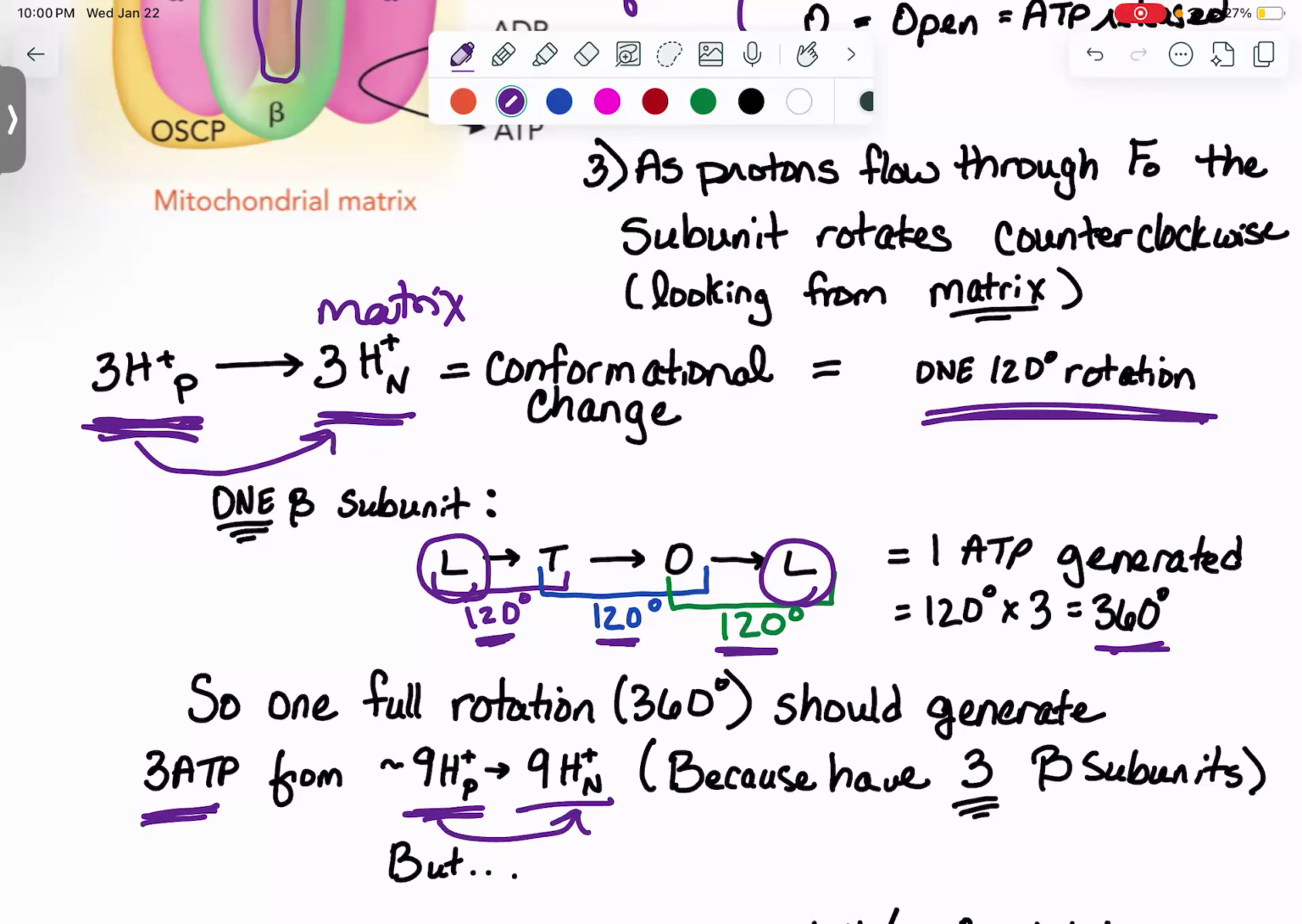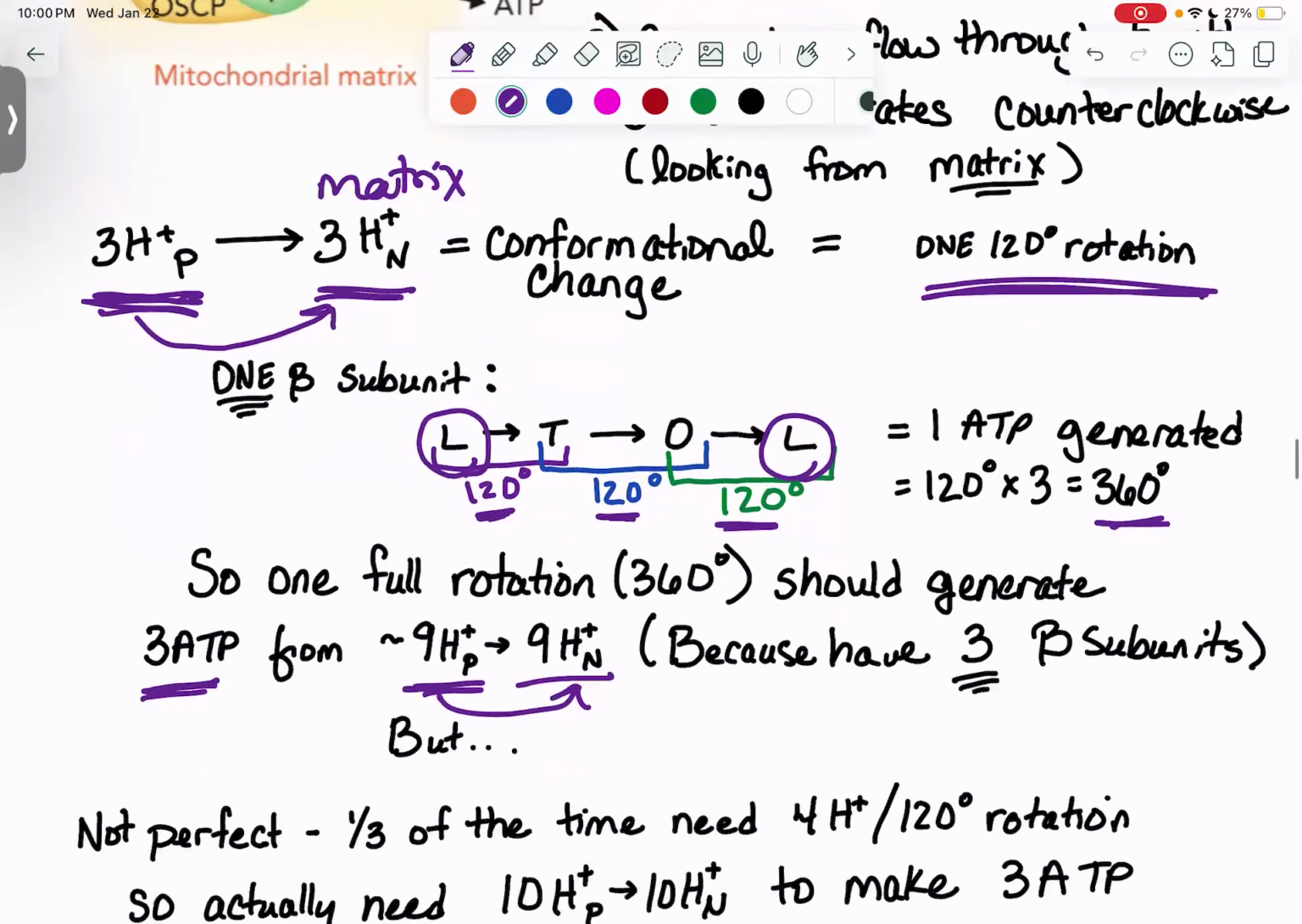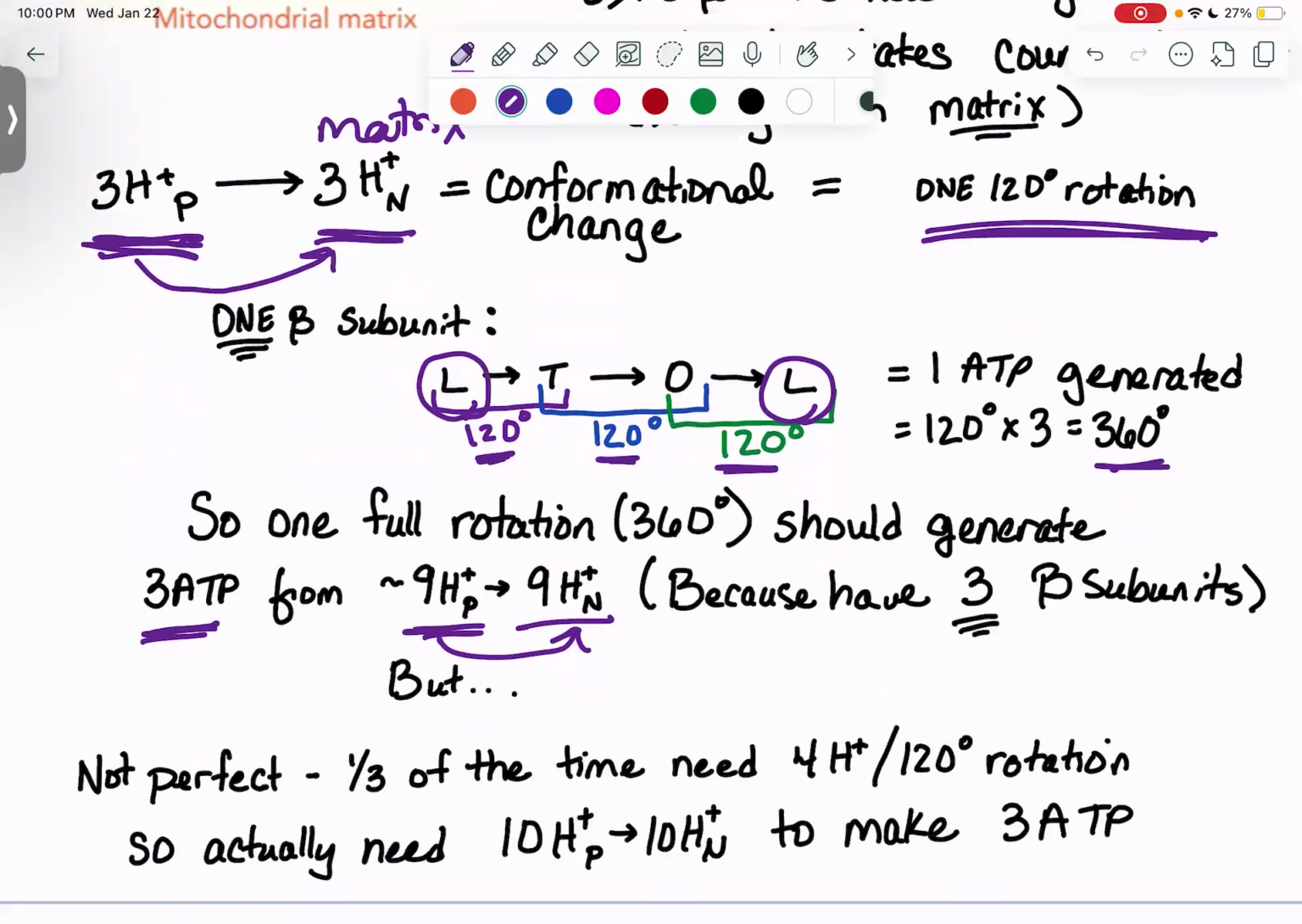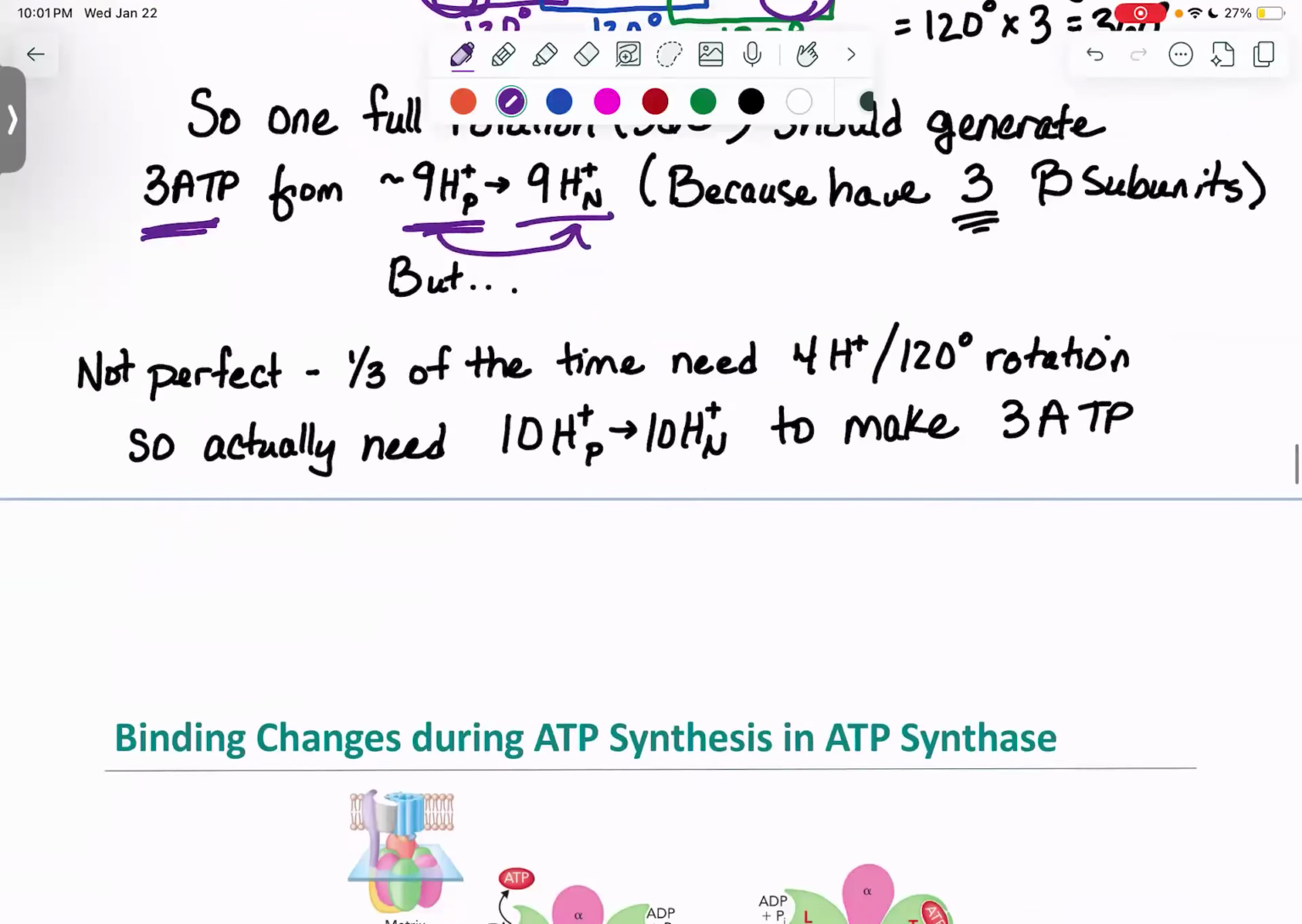But it doesn't quite work like that. Of course, right? There's always got to be a caveat. It's not perfect. The rotation's not perfect. So a third of the time, you're going to need a 4th proton to make that 120-degree rotation. So actually what happens is when you have 10 protons moving from the inner membrane space into the matrix, then you're going to make 3 ATP. And we're going to see how that math works out really nicely in class when I finally see y'all.